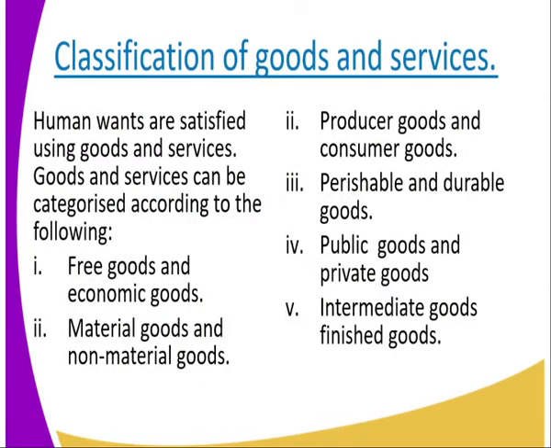Classification of goods. Human wants are satisfied using goods and services. Goods and services can be categorized according to the following: free goods and economic goods. Free goods are the ones that don't have monetary value. Economic goods have monetary value. Number two, material goods and non-material goods. Number three, producer goods and consumer goods. We also have perishable and durable goods, public goods and private goods, then intermediate goods and finished goods.